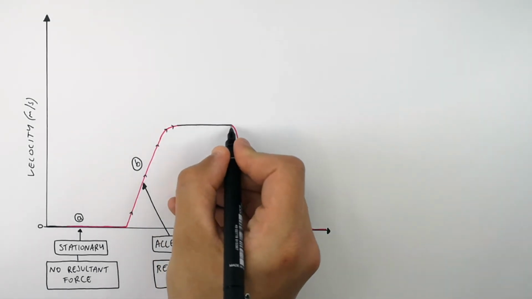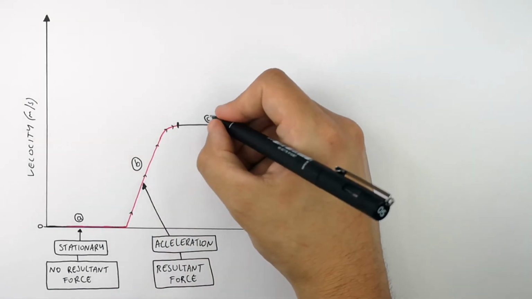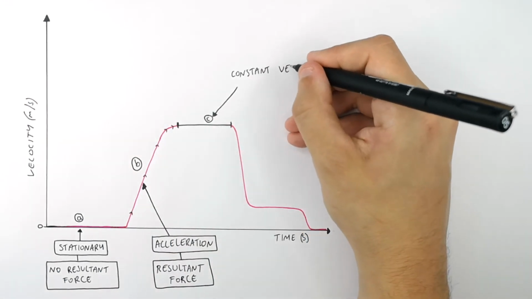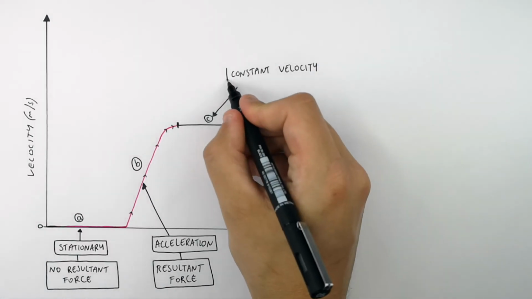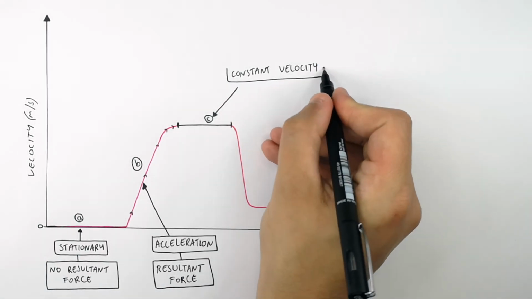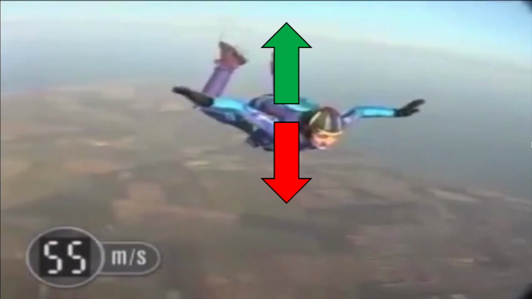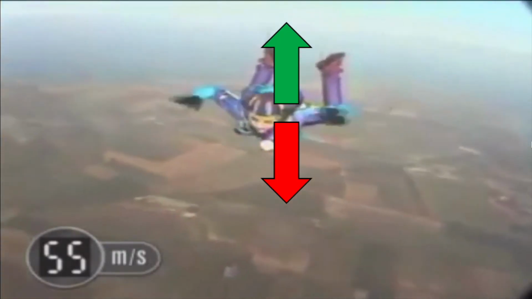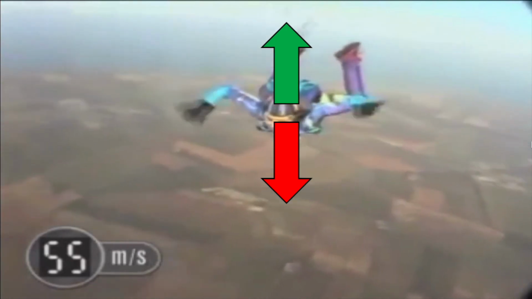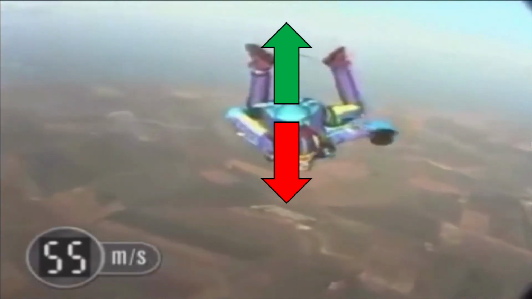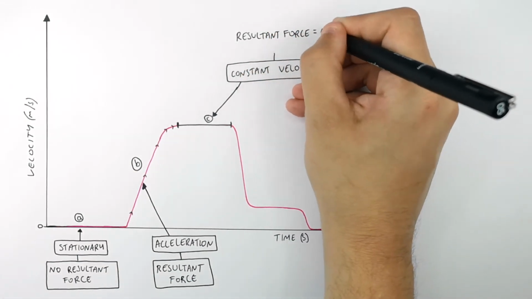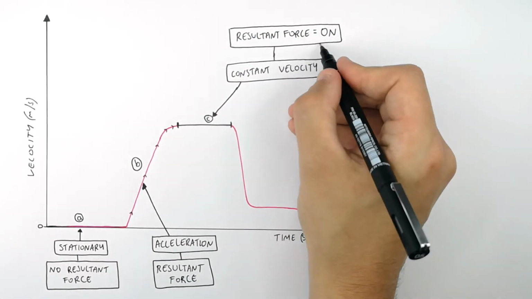At this point here, they're traveling at a constant velocity. This is their terminal velocity. They are no longer accelerating. This is due to there being no resultant force. Their downwards force of weight is equal to the opposite force of air resistance. So their resultant force is 0 and they are no longer accelerating.